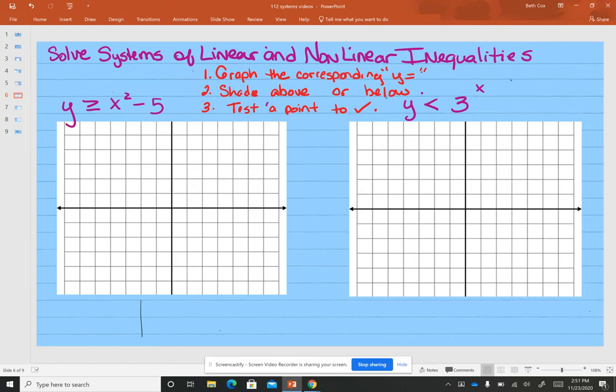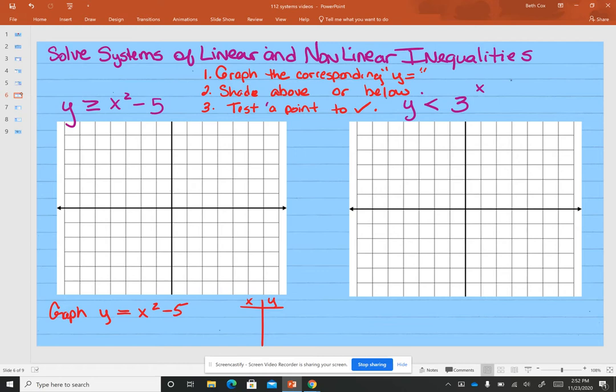Now, the first one is y is greater than or equal to x squared minus 5. So we're going to graph y equals x squared minus 5. Now, again, you can do that a couple of different ways. You can plot points, which is probably the fastest way. When you're doing MyLab, you only need 2 points. So when you're doing MyLab, that's all you need.